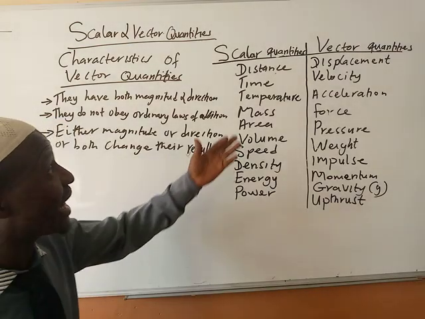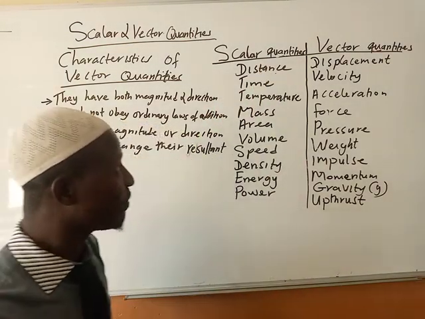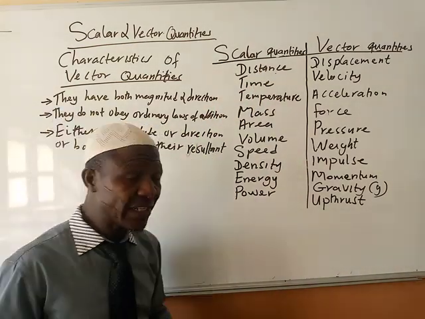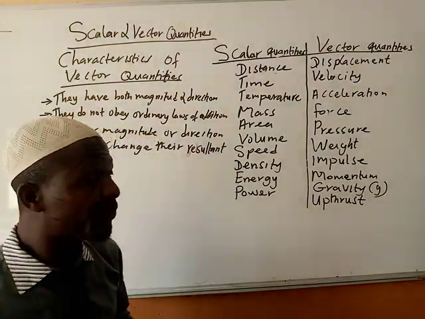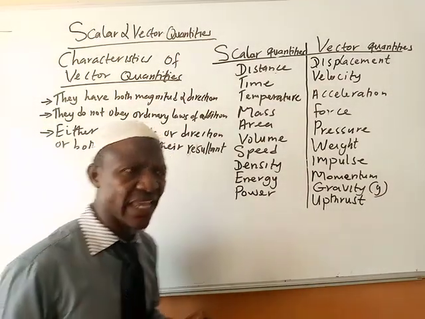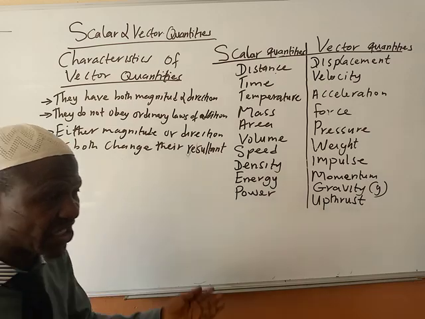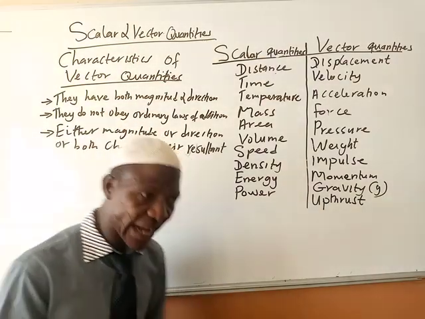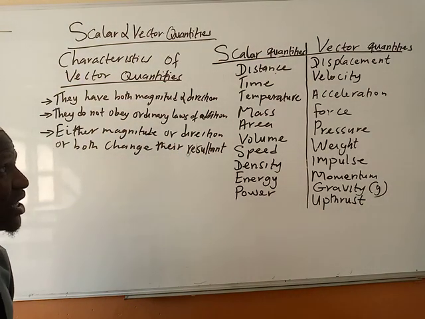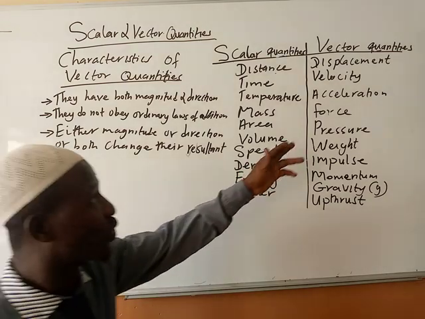In that case, distance is what? Scalar quantity. But if we say, I ran towards northeast for 20 kilometers, in that case, you have told us how big the distance you cover is and the direction. So in that case, we call it what? Vector quantity, and that is what?